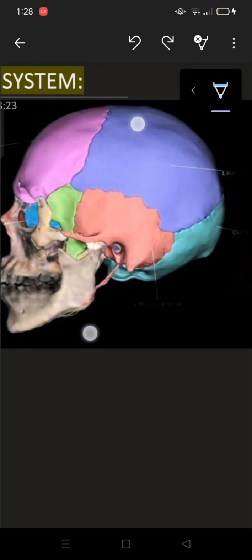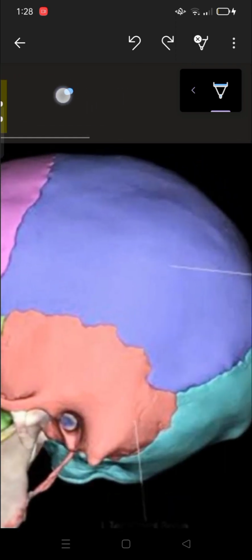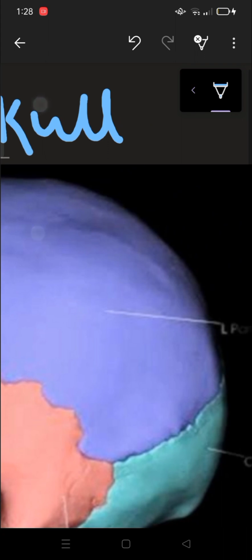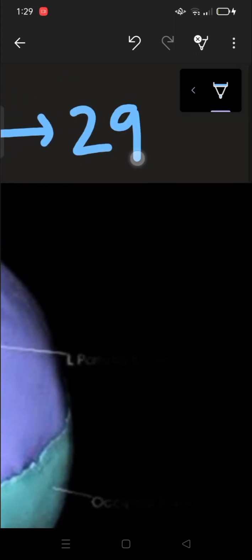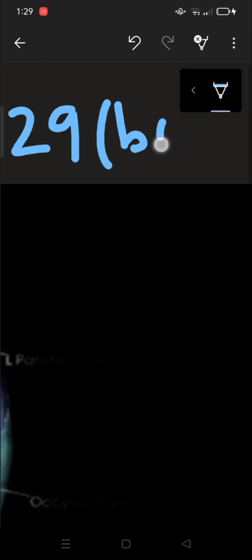As the skull is part of the axial skeletal system and the skull is made up of 29 bones, in today's video we are going to count all 29 bones that the skull is made of. Initially, I am telling you about the cranium.